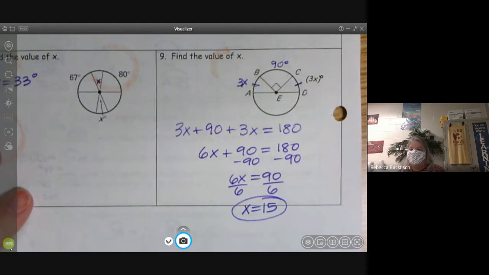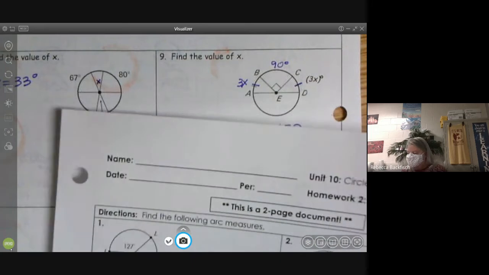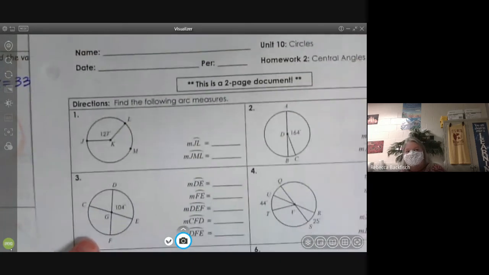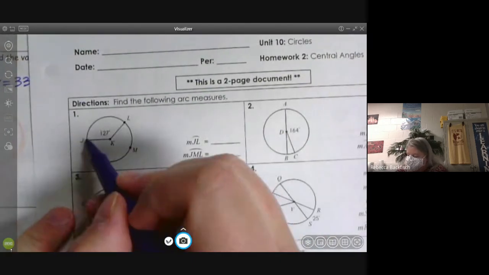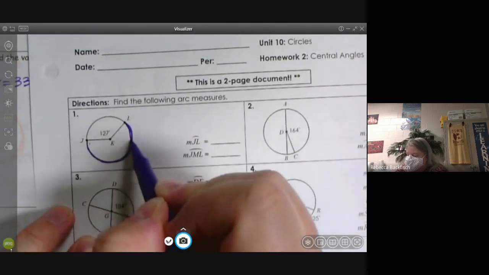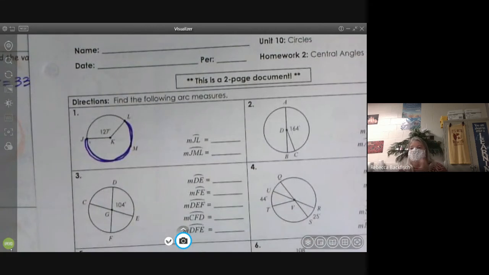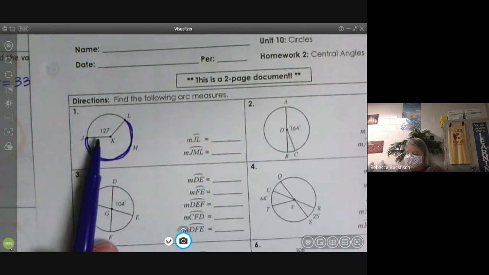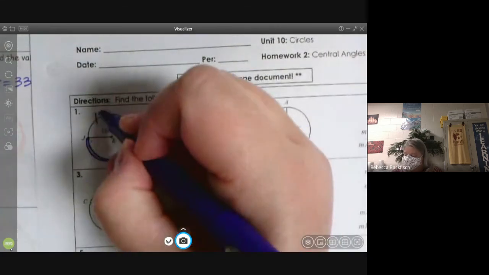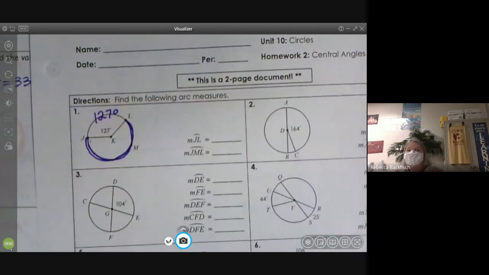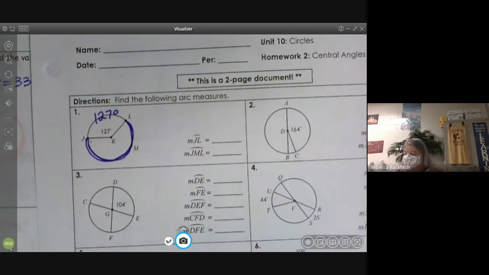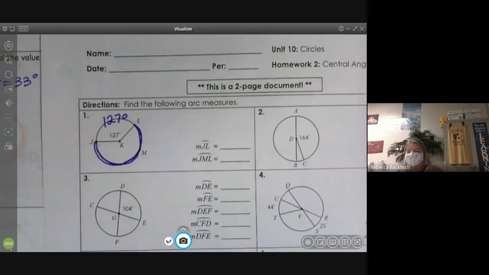Questions on that one? Her question was, if I don't have a diameter, how can I figure out what this whole arc is? Well, the two things we mainly use are diameters, which break the circle into 180, and the whole circle is 360, remember. So if I know that this part is 127, 360 minus 127 will give me the other arc. They have to add up to 360 together.